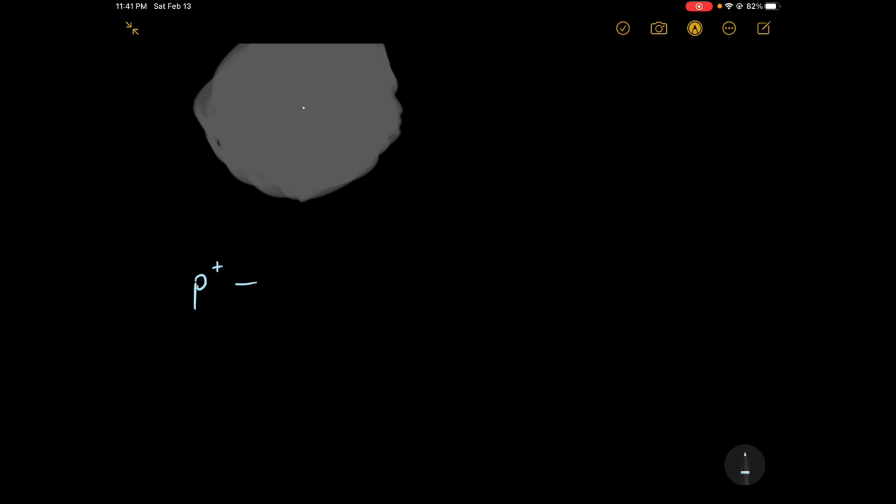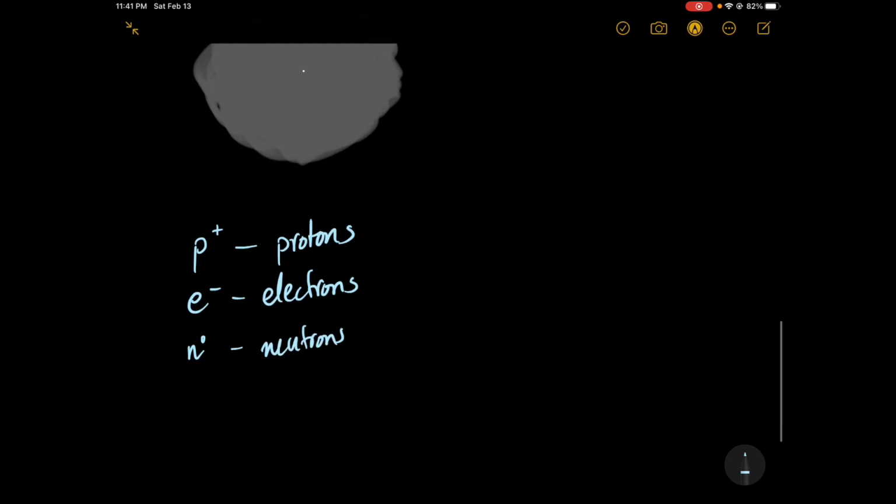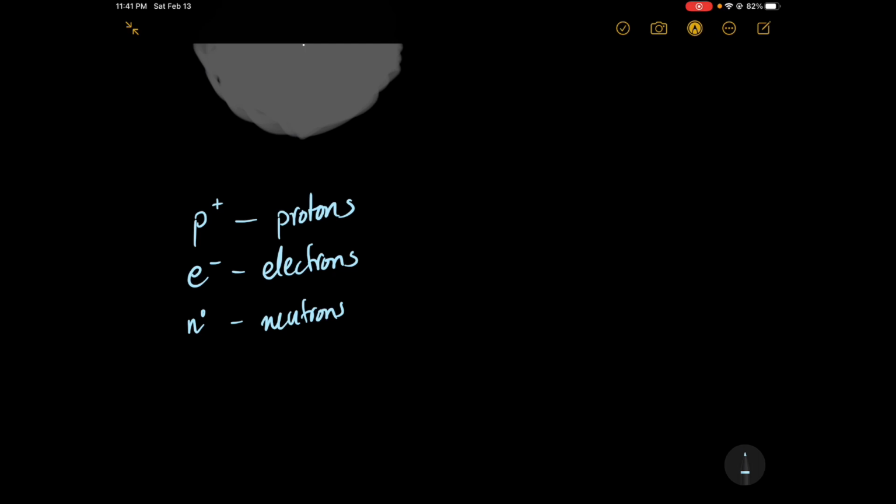P plus stands for protons. E minus stands for electrons. And N0 stands for neutrons. They just indicate the subatomic particle with their respective charges: protons with a positive charge, electrons with a negative charge, neutrons with a zero charge.